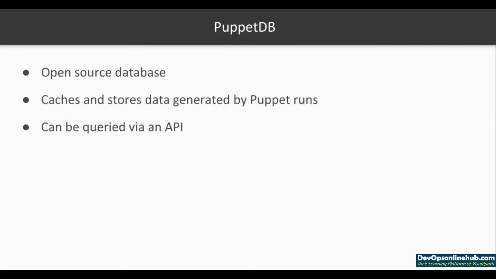PuppetDB. PuppetDB is an open source database that caches and stores data generated by Puppet. All the data that are collected from Puppet runs on the infrastructure are stored in PuppetDB, which can then be queried through an API provided by PuppetDB.